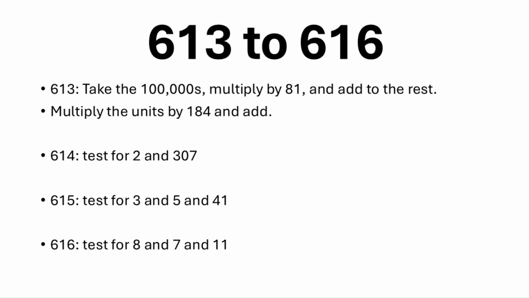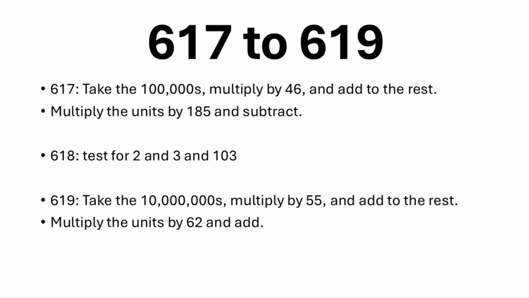613, take the 100,000s, multiply by 81, and add to the rest. Multiply the units by 184 and add. 614, test for 2 and 307. 615, test for 3 and 5 and 41. 616, test for 8 and 7 and 11.